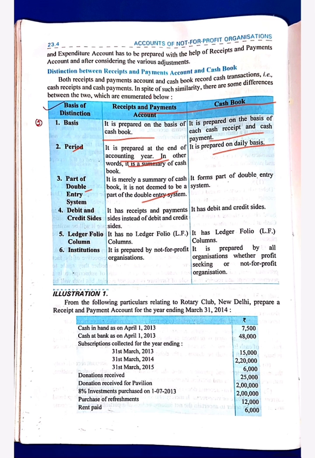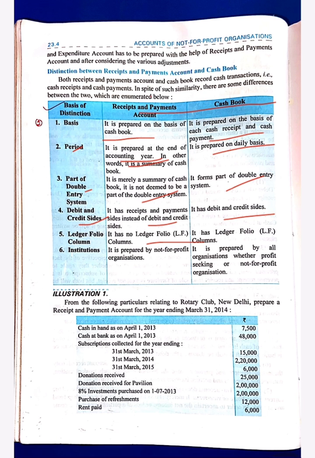It is not deemed to be a part of the double entry system, but the cash book is part of the double entry system. Debit and credit sides: it has receipt and payment sides instead of debit and credit, but in the cash book there is debit and credit. Ledger folio column: it has no ledger folio column, but the cash book has a ledger folio column. Institutions: it is prepared by non-profit organizations and the cash book is prepared by profit-making organizations. So this is it for today, and we will discuss the practical problems in the upcoming videos.